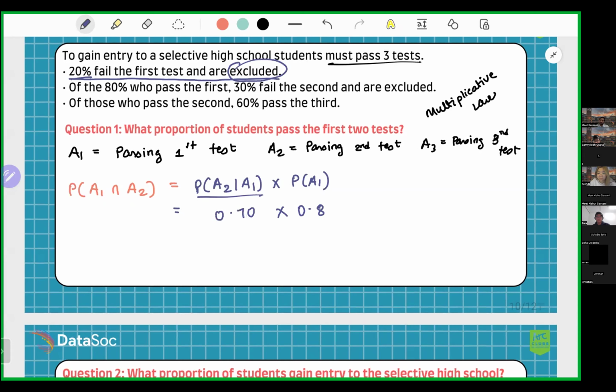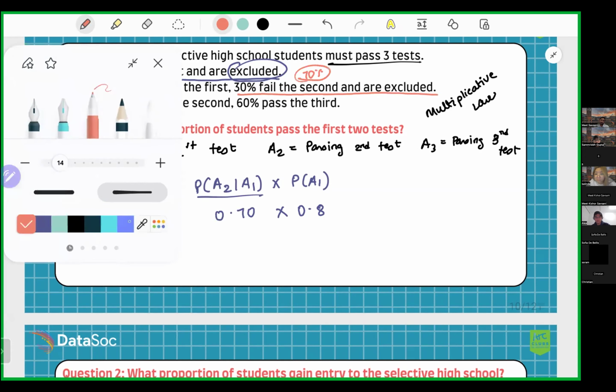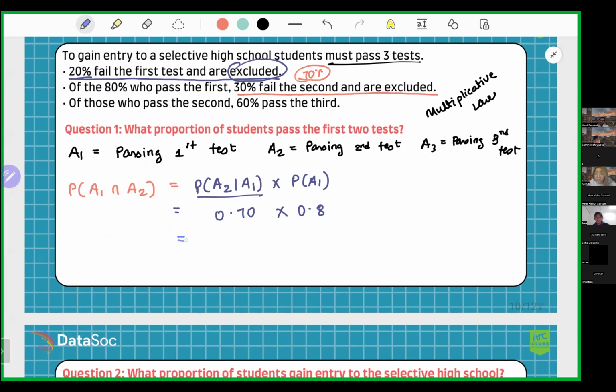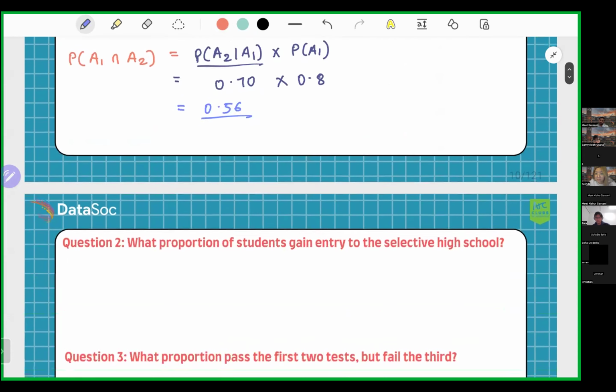The probability of passing the second test given the first comes out to be 70%. Why? Because 30% failed the second and are excluded. So we know 30% excluded, so the rest of them, 70%, pass the test. So we have 0.7 times 0.8, which is equal to 0.56. So that was easy.